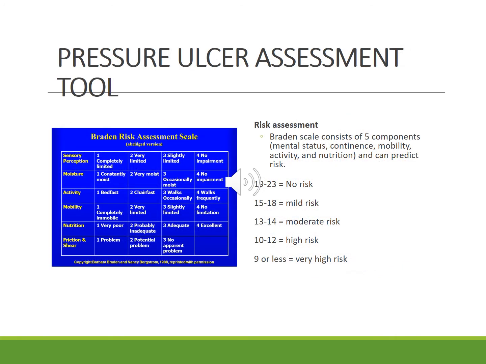We have the pressure ulcer assessment tool. You will see this used a lot in the hospital for anybody that could possibly be at risk for a pressure ulcer. And this risk assessment, the one that I've seen the most frequently, is called the Braden scale. It consists of 5 components. We're looking at their mental status, if they're continent or incontinent, their mobility, their activity, and their nutrition. And we can use this to predict their risk. Depending on where they land on the scale, the higher the number, the lower the risk. If they have a low number, as you can see, they're at high risk. So it's kind of the backwards way of thinking about it. But just be aware that this is a tool that you will see frequently used on patients to assess if they're at risk for a pressure ulcer.